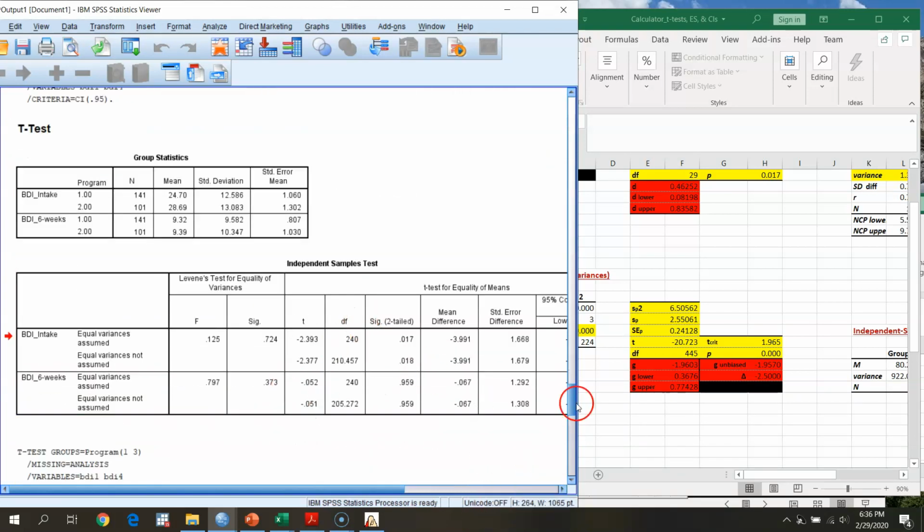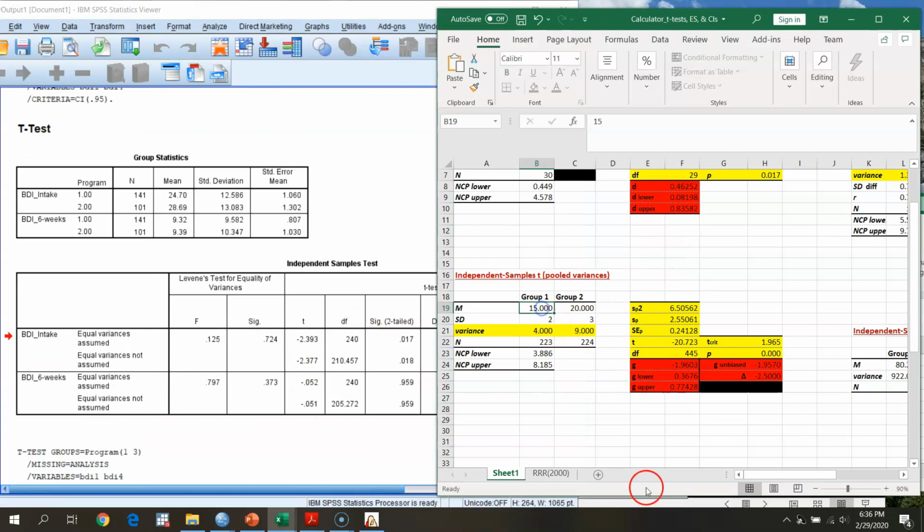there we go. All right, so my mean for my first group is 24.7. Mean for my second group, 28.69. Standard deviations, 12.586 and 13.083. And I've got 141 people in the first group, 101 in group 2. Okay.